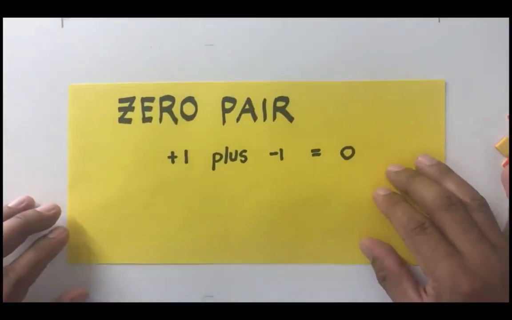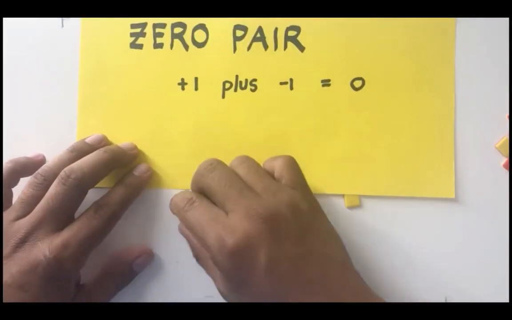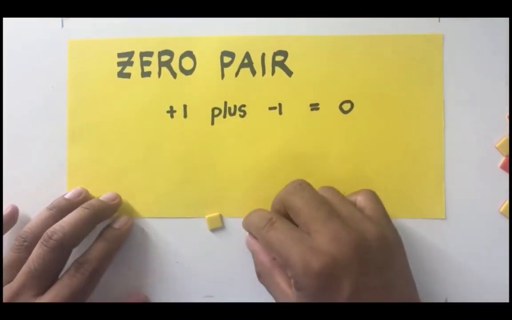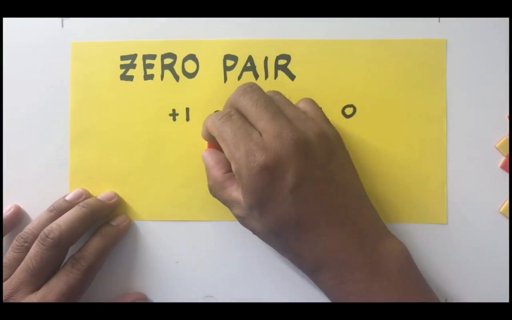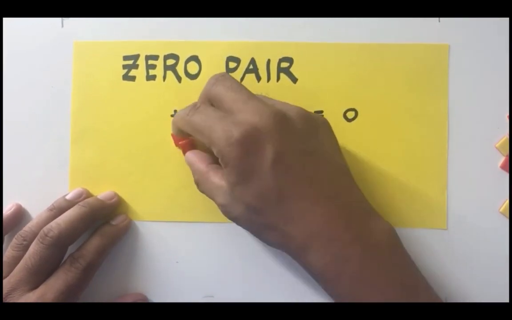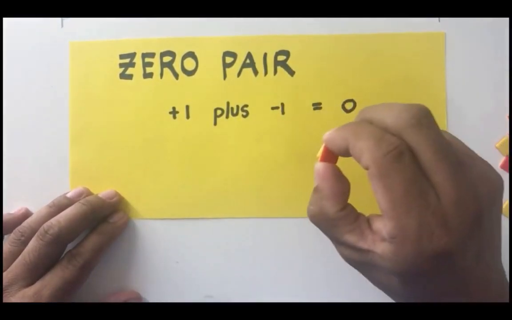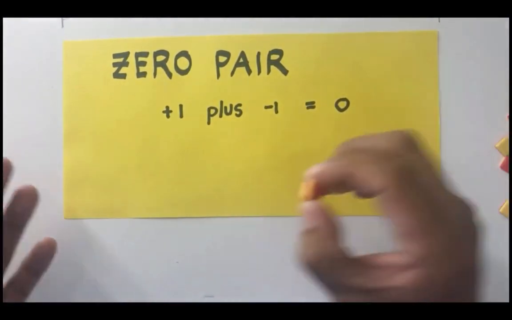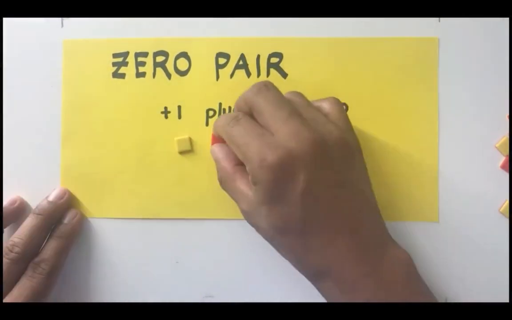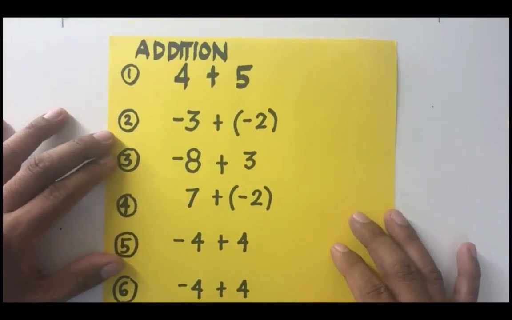There is a very important concept before we proceed with our operations. We call this the zero pair. For the zero pair, we say that if you have a positive 1 and a negative 1, if you combine these two, they will form a zero pair, because negative 1 plus positive 1, negative is the red, positive is the yellow, the result is 0. And since the value is 0, you can just remove this pair without changing the value of the equation or the value of the expression. And in solving addition and subtraction of integers, removing all these zero pairs is the key. Let me show you. Let's have these examples.